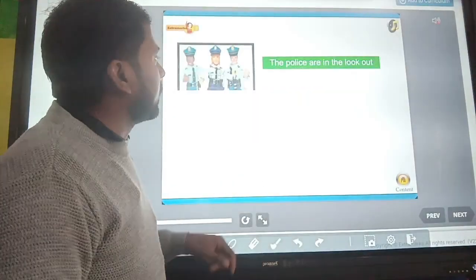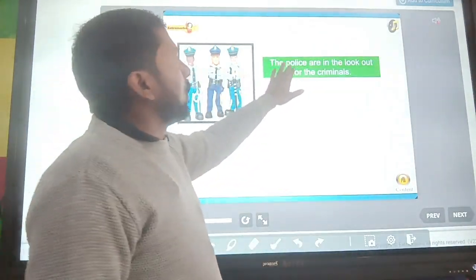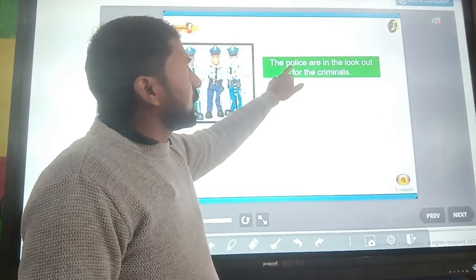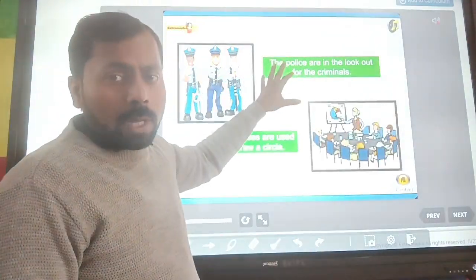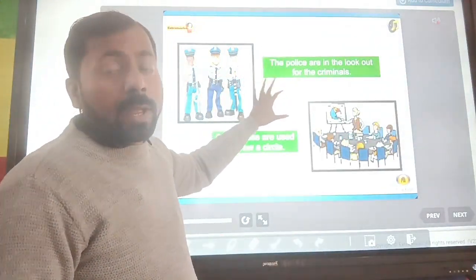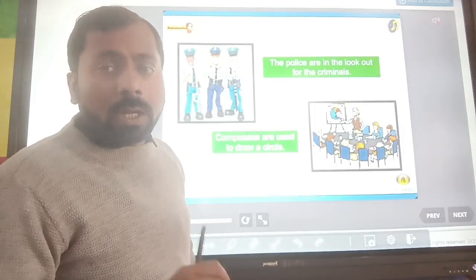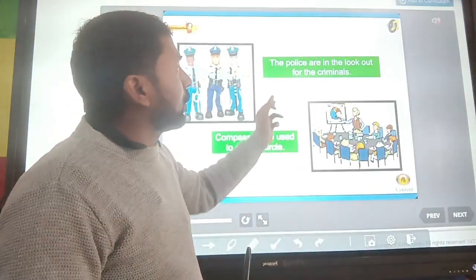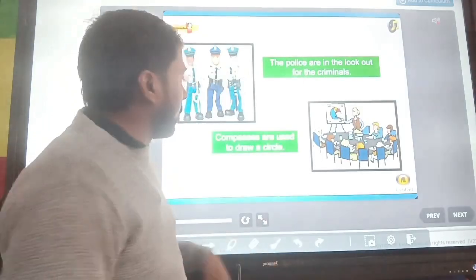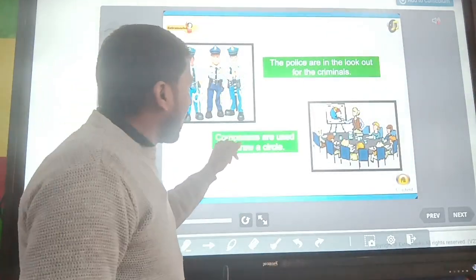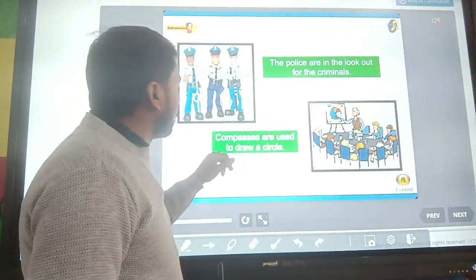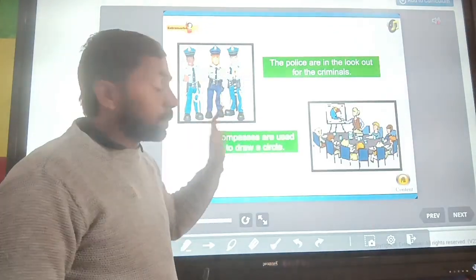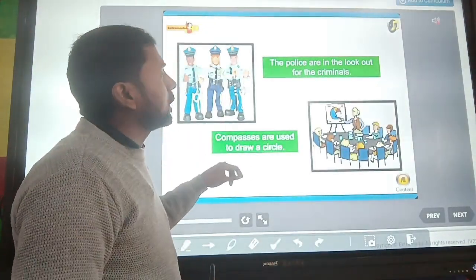You can see here an example. The police are. You can see the word police refers to the singular number, but it's not singular. Why? Because it is a collective noun. A collective noun refers to a group, so we have to use a plural verb. Compasses are used. It is also a plural subject.